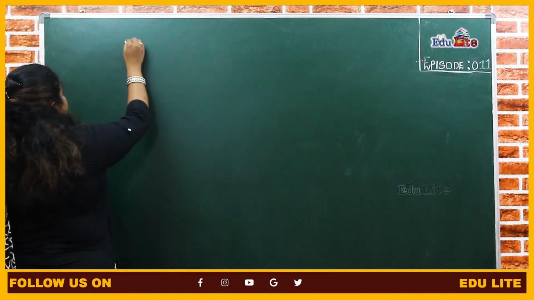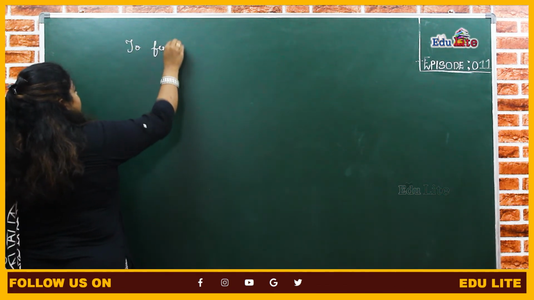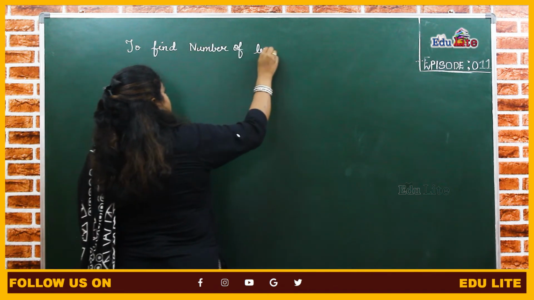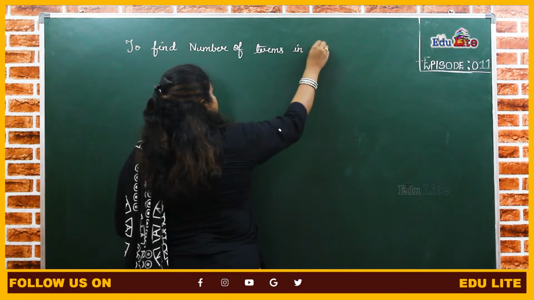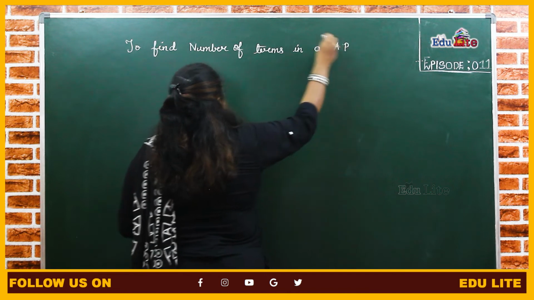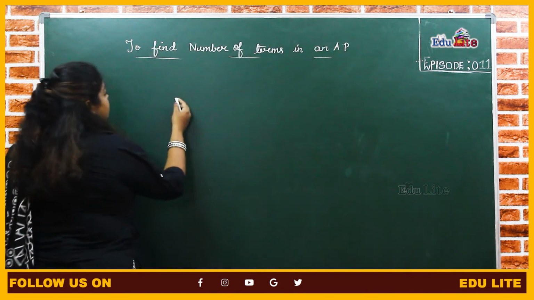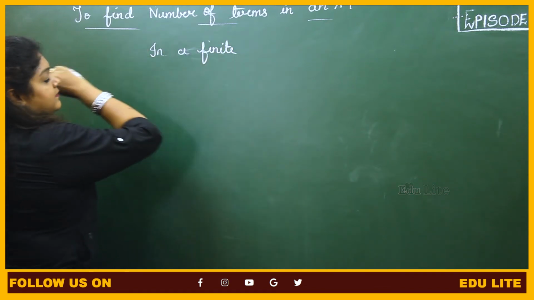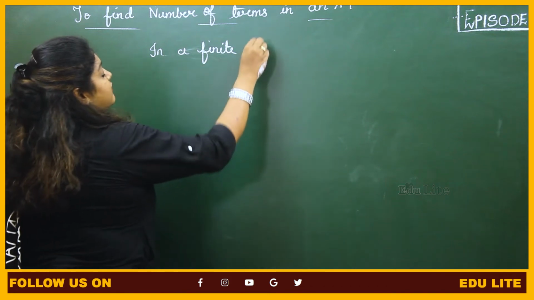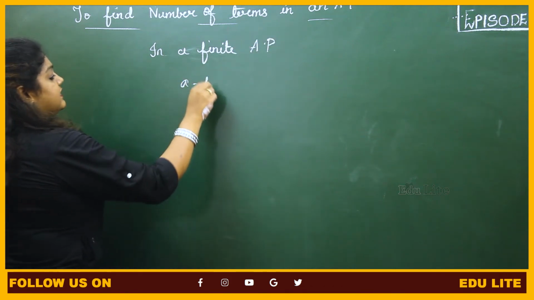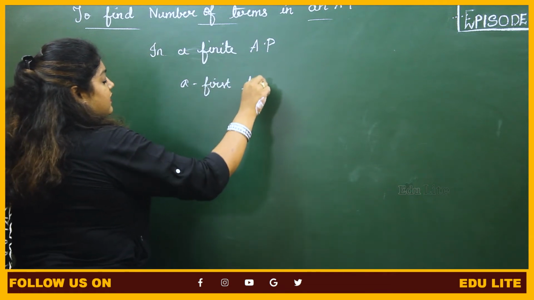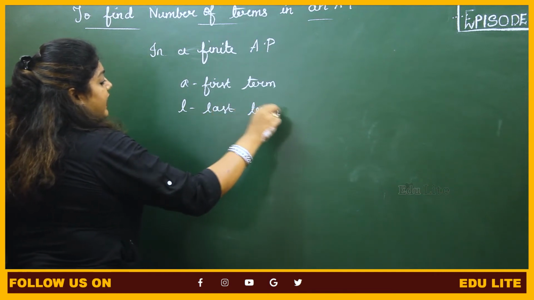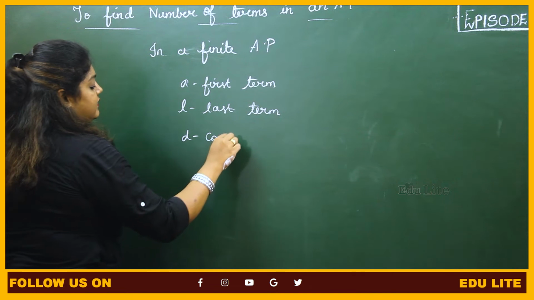Next, we are going to see how to find the number of terms in an AP. The number of terms in an AP could be found in a finite AP, where a is the first term, the last term is represented as L, and d is represented as the common difference.